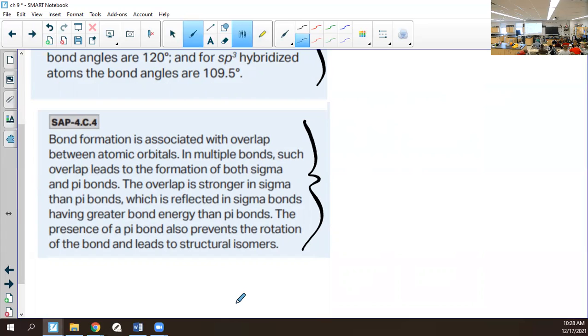The overlap is stronger in sigma than pi bonds, which is reflected in sigma bonds having greater bond energy than pi bonds. The presence of a pi bond also prevents the rotation of the bond and leads to structural isomers. Okay, there's a lot there, but it really is not awful.